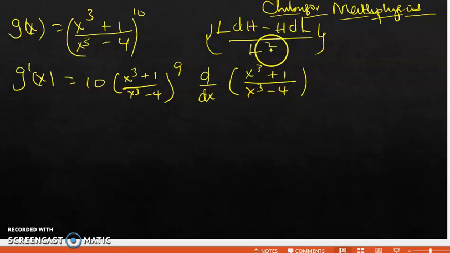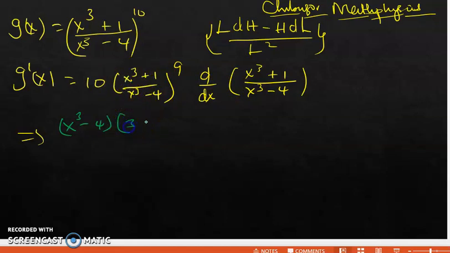So when we use low d-high, high d-low, that is the quotient rule, we simply have x power 3 minus 4, which is the denominator, and the derivative of the numerator is 3x squared. We can take a different color. Let's take a different color and see how it will go.